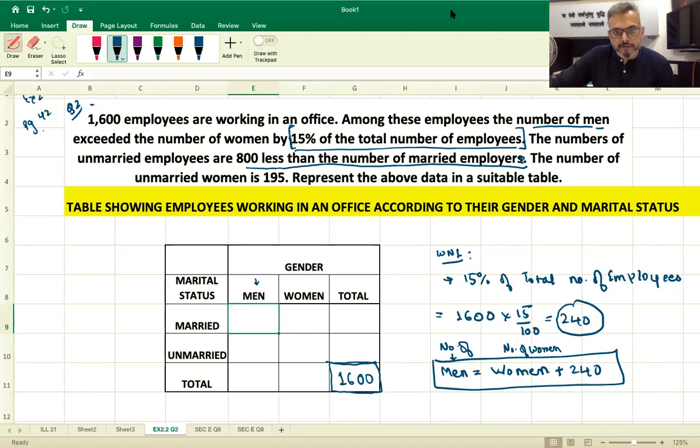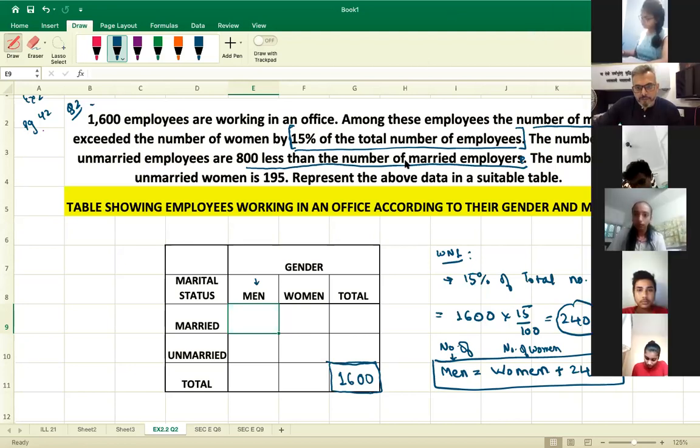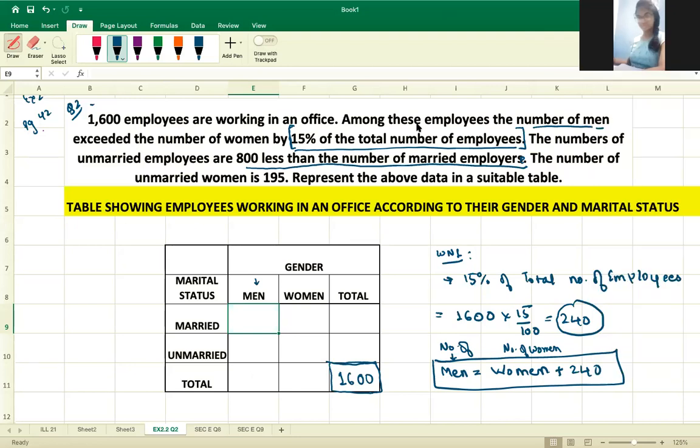Is this clear, all of you? Yes. Should I proceed? Manav, you understood this? Yes, sir. Okay, great. Now, pay attention.